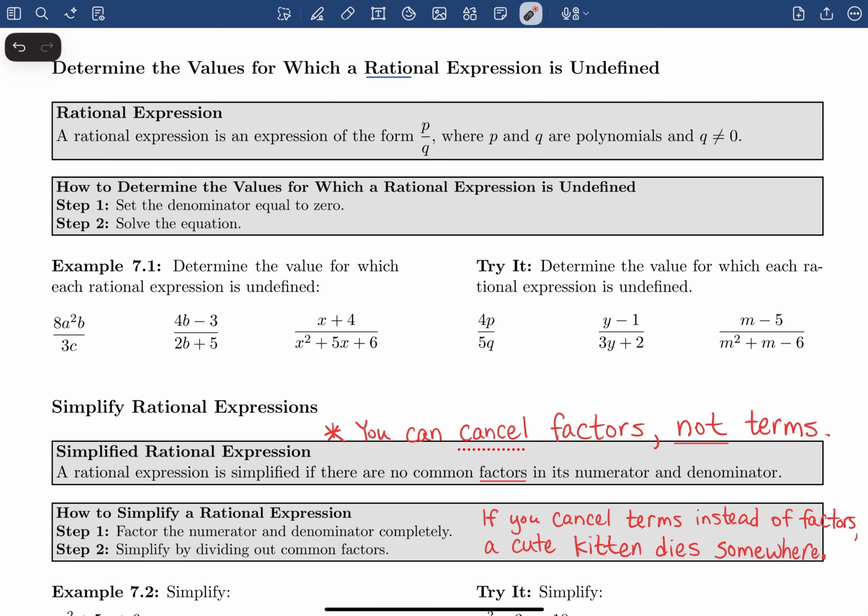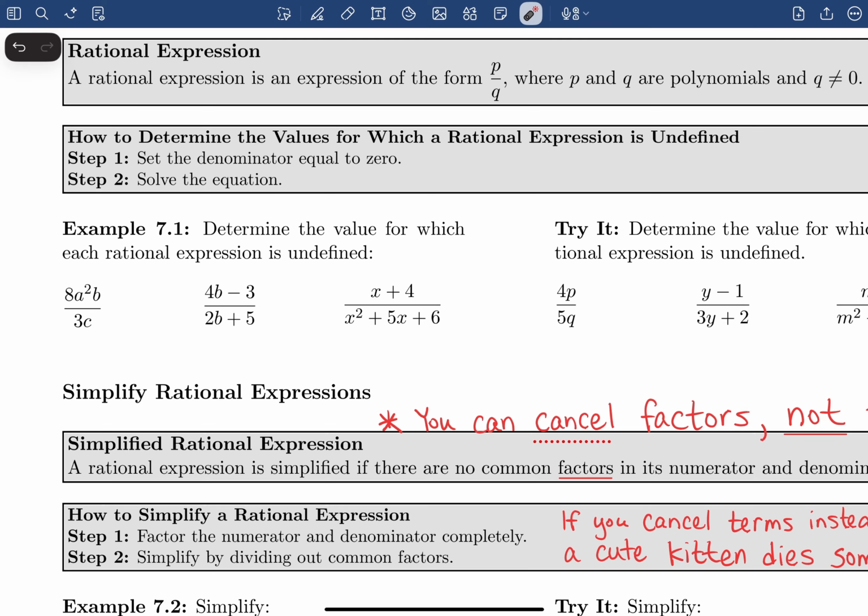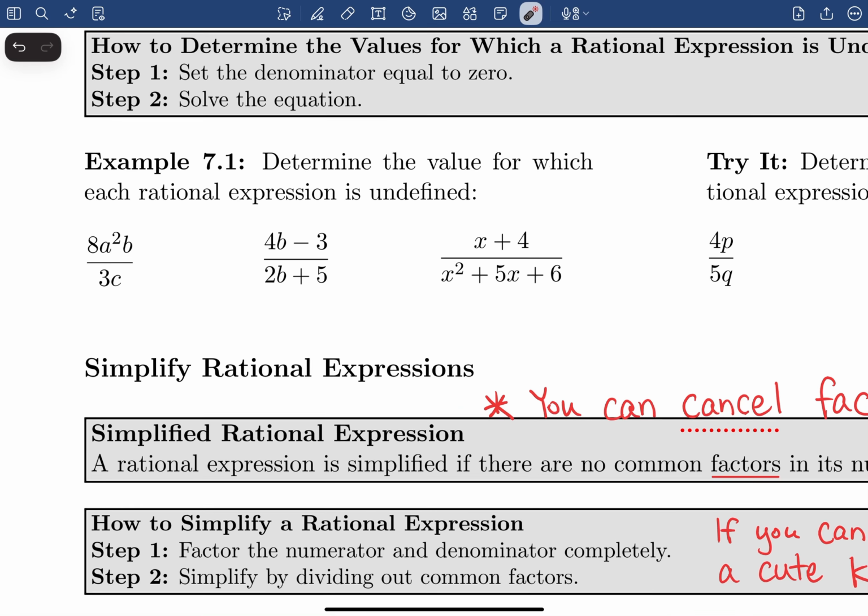So there's a two-step process, really short. Step 1, set the denominator equal to 0. And then step 2, solve the equation for the variable in question. All right, because like we said, the denominator is not allowed to equal 0. And so we're going to find the values for which a rational expression is undefined by taking each denominator of the fraction, setting it equal to 0, and solving for the variable. All right, I'll show you how it's done.